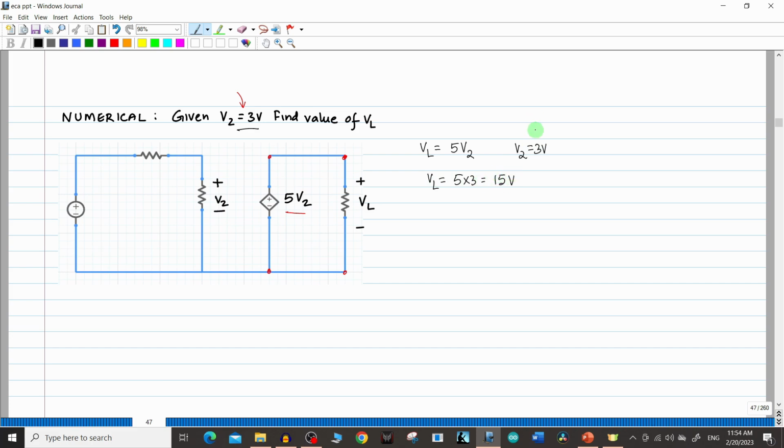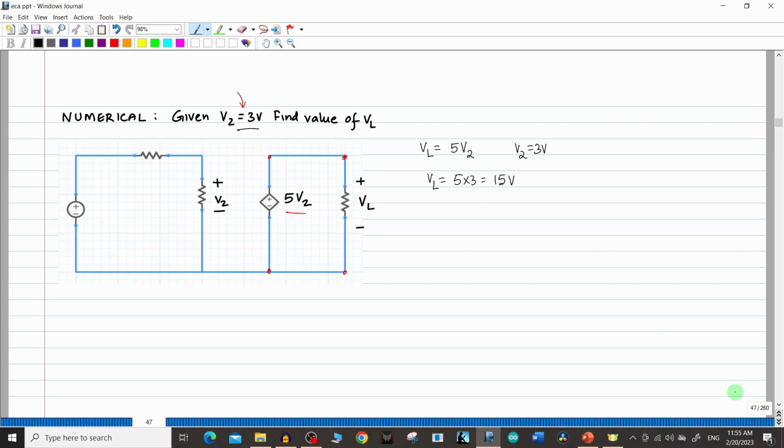Generally in numericals, it's better that you start with a very simple numerical so that you get a concept of what you are doing. Here, because these two elements, that is this VCVS and the resistor, are connected at the same points, the top and the bottom, this voltage here will be the same as this particular voltage. There is no difference.